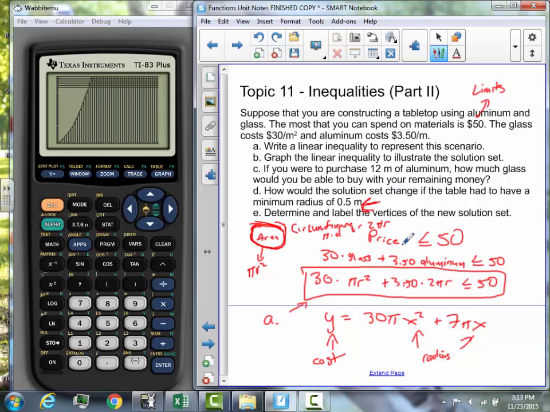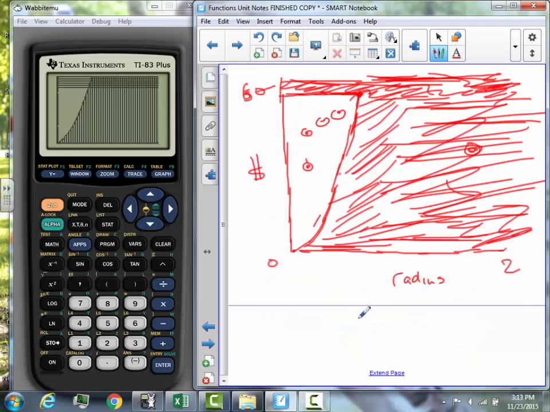If your table had to have a minimum radius of 0.5, on this graph that I just drew right here, that means that 0.5 is somewhere right about here. And if I'm going to have a minimum radius of 0.5, it means I need to draw a line straight up and down at 0.5. Your calculator can't do that. Your calculator cannot draw perfectly vertical lines, unfortunately. So you kind of have to imagine that you have one right there.